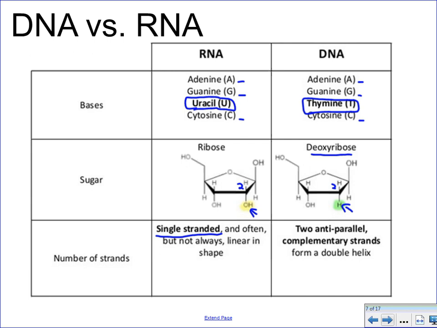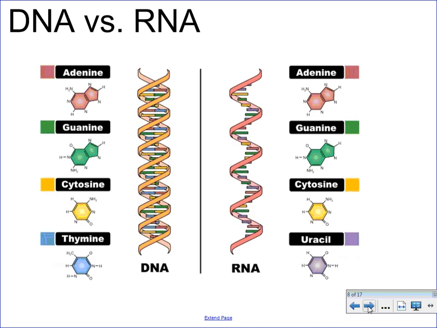The next series of slides will go through what those terms mean in reference to the structure of DNA. This diagram looks at the structural difference between DNA and RNA. DNA is double-stranded, so it has two strands, whereas RNA is just a single strand of nucleotides.